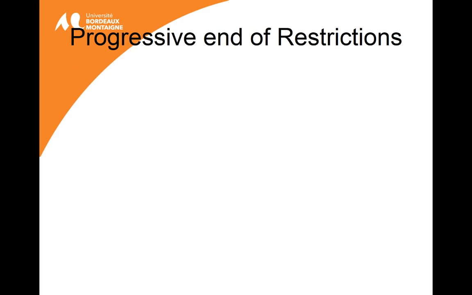Progressively, the restrictions on Asian immigration were lifted. In 1947, the non-European population of Australia, excluding indigenous people, was just 0.25% of the entire population. So this means that only one person out of 400 was from a non-European background.